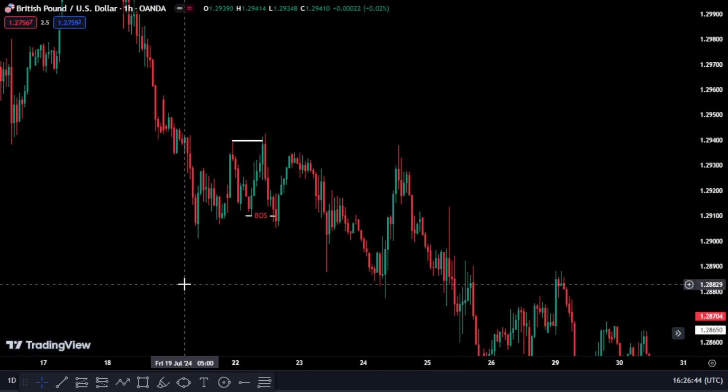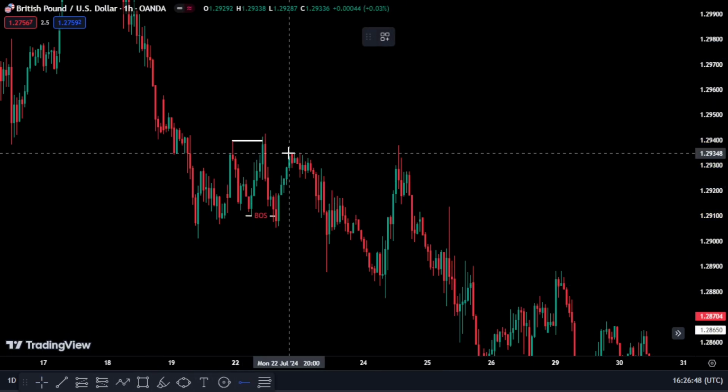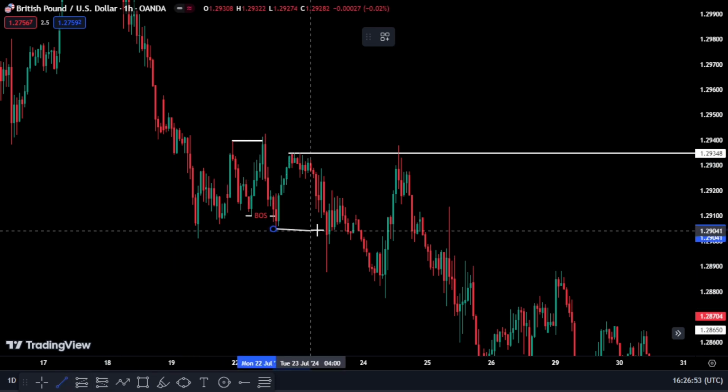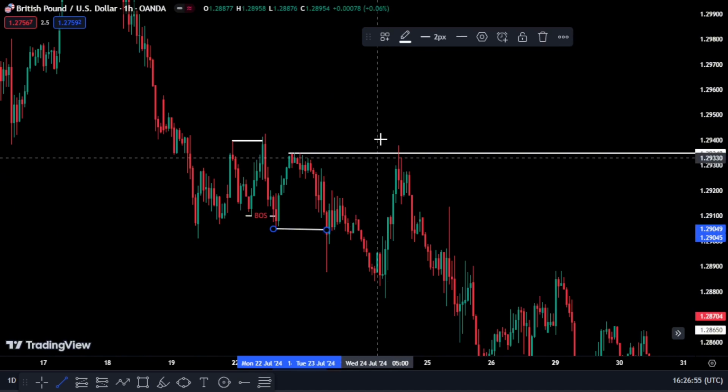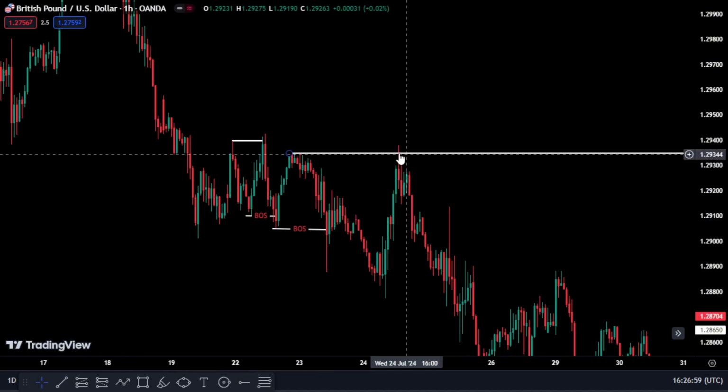So what happens? That pullback becomes your structural liquidity that will be swept later to serve as inducement, and then you have your second break of structure. What happened? You enter here.